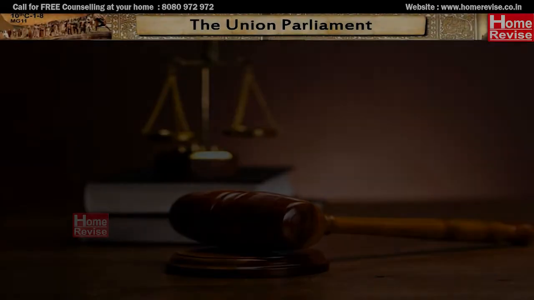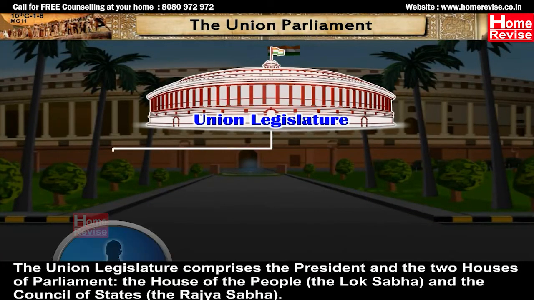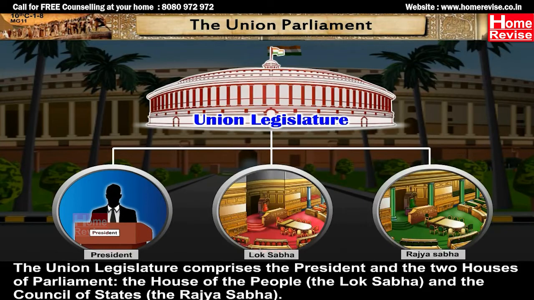The Union Parliament. The Union Legislature comprises the President and the 2 houses of Parliament, the House of the People, that is the Lok Sabha, and the Council of States, that is the Rajya Sabha.